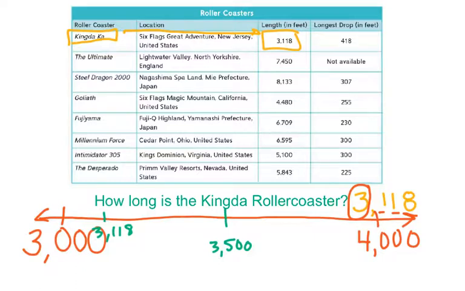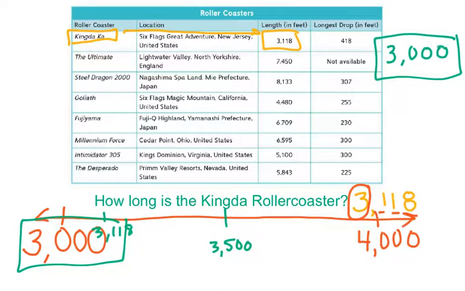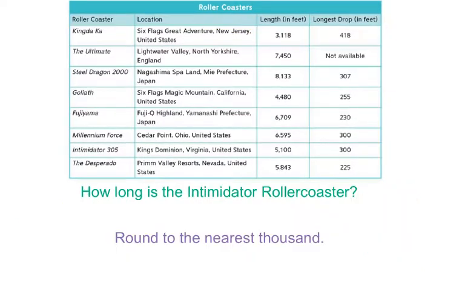So you think about, is that closer to 3,000 or closer to 4,000? It's closer to 3,000. So Kingda Ka, rounded to the nearest 1,000, would be 3,000. So that's one way of rounding it, is finding the lower number and the higher number, thinking of it as a number line, and then finding which one it's closer to.